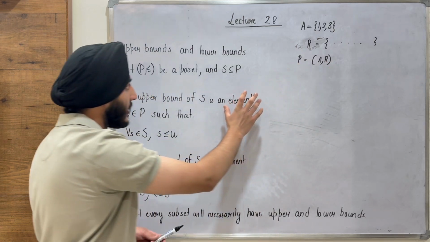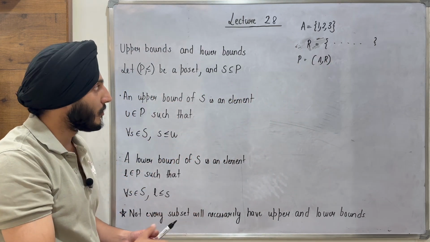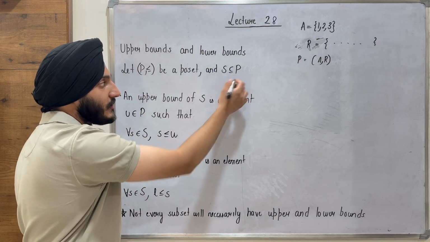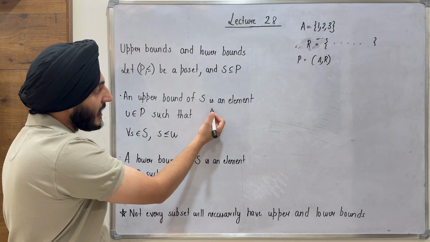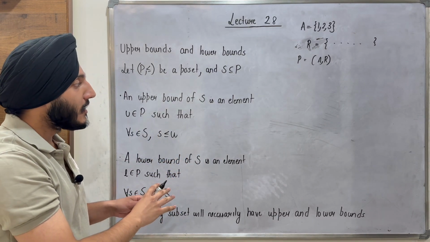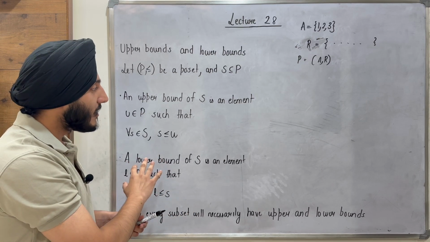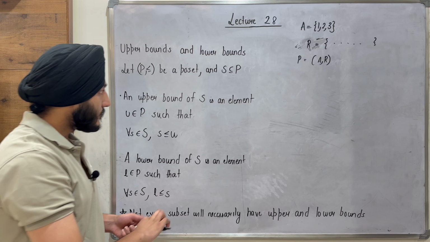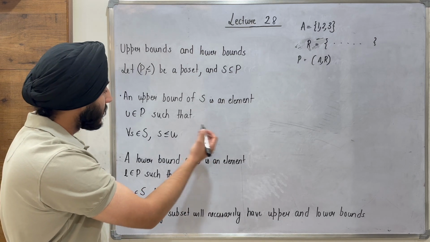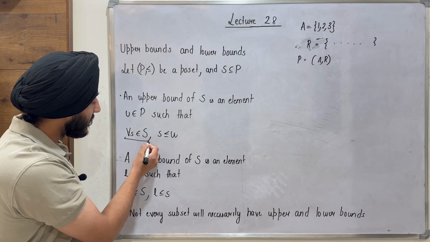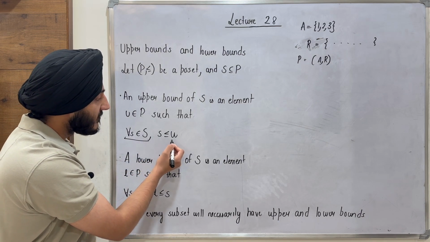Now let's try to understand what an upper bound and lower bound are. Let P be a poset and S be a subset of this poset. I'll read the definitions first and then explain what they mean. They might seem confusing, but they're pretty easy to understand. An upper bound of S is an element U, which is an element of P, such that for all the values s in the set S, s is less than or equal to U.